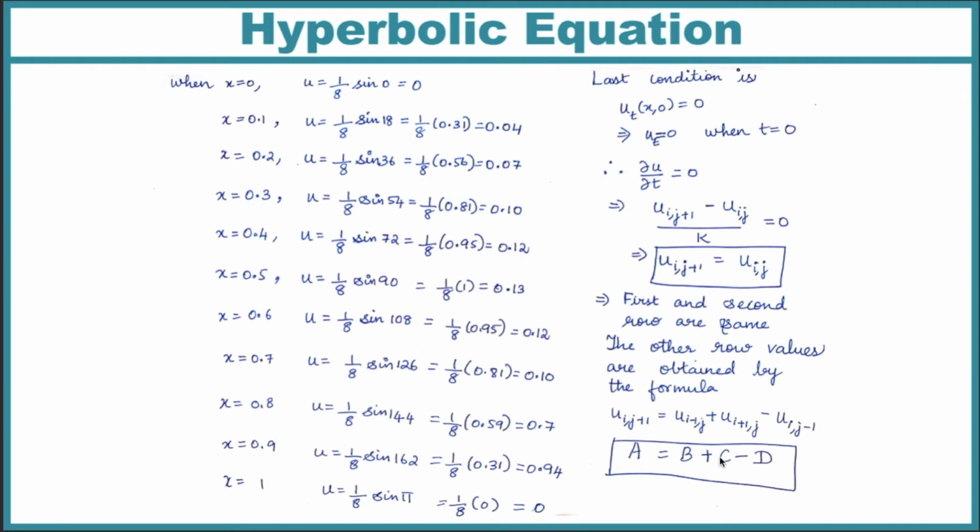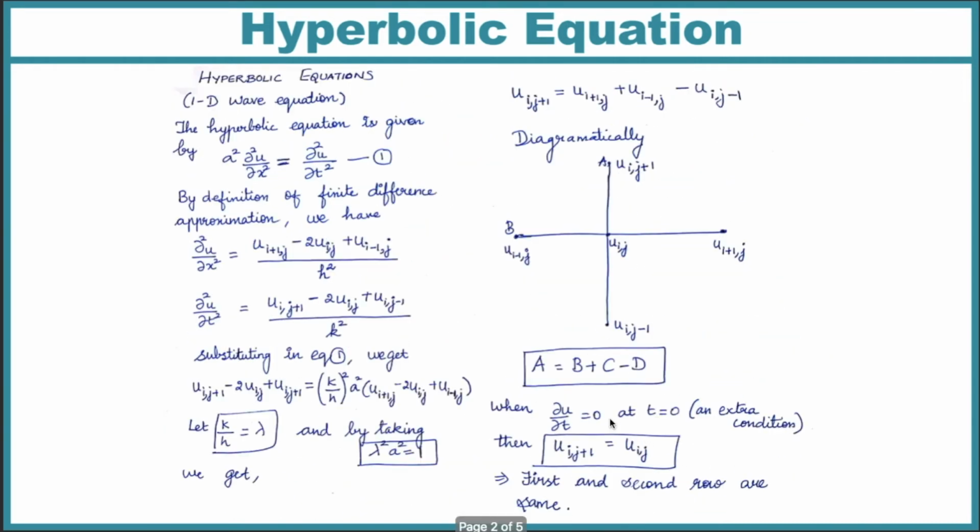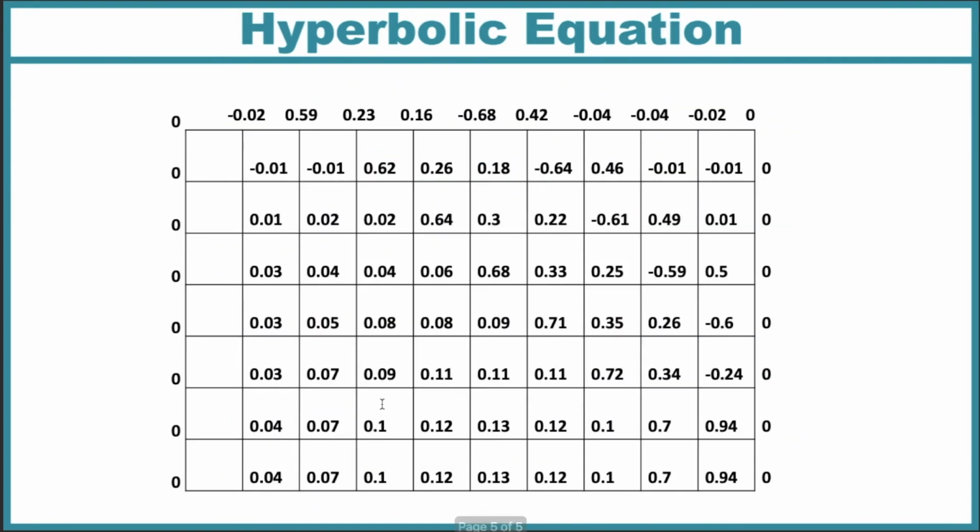A is equal to B plus C minus D. What does it mean here? To find this value, it is B. Here I didn't write C. So B plus C minus the down value. Okay, B plus C minus D.